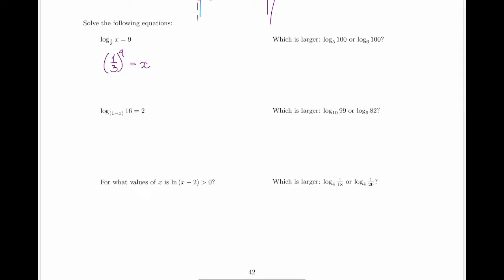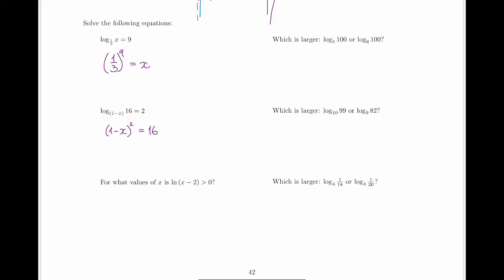Taking a look at the second one, that's going to be a little more complicated. So here, it's the exact same logic, except that x appears in the base and not on the inside of the logarithm. But the logic stays the same. This logarithm represents the power to which I have to raise 1 minus x to get 16. So 1 minus x to the power 2 has to be 16. These are equivalent forms. This is the logarithmic form. This is the exponential form.